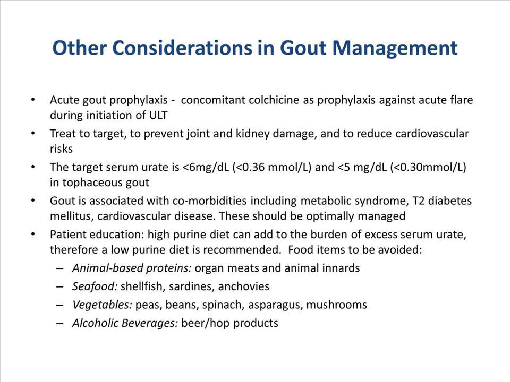We now discuss the other important considerations in gout management. Firstly, use concomitant colchicine as prophylaxis against acute flare during initiation of urate-lowering therapy. Secondly, treat to target to prevent joint and kidney damage and to reduce cardiovascular risks. The target serum urate is less than 6 mg per deciliter and less than 5 mg per deciliter in tophaceous gout. Thirdly, remember gout is associated with comorbidities including metabolic syndrome, type 2 diabetes, and cardiovascular disease. This should be optimally managed by the physician. Fourthly, patient education is important, including advice on low purine diet.